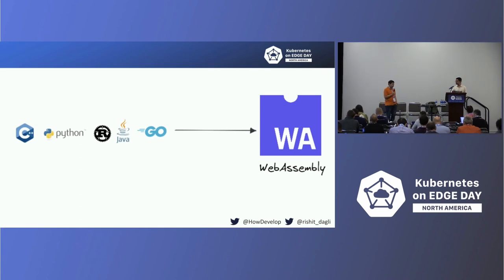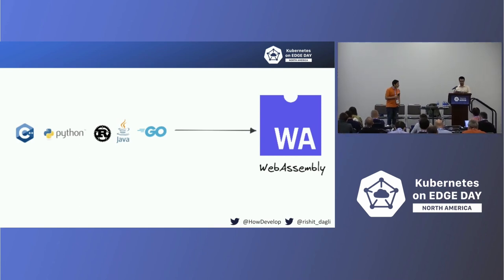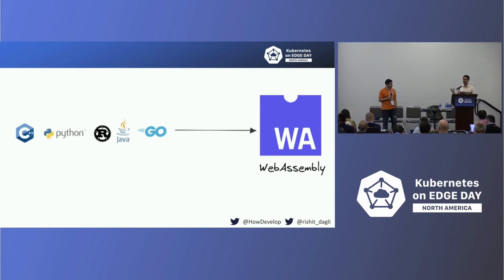And the idea is that you can see that it's not just your functional programming languages, but also scripting languages like Python and JavaScript that can be compiled into WebAssembly. So it's kind of a polyglot environment where you can use any of your standard languages, and that can be compiled into a WebAssembly target.